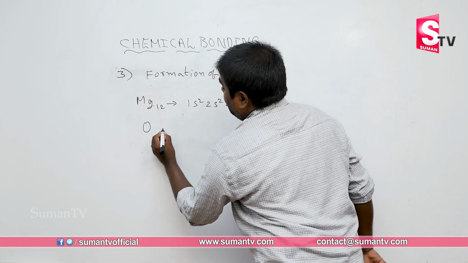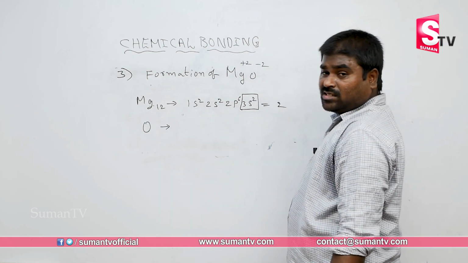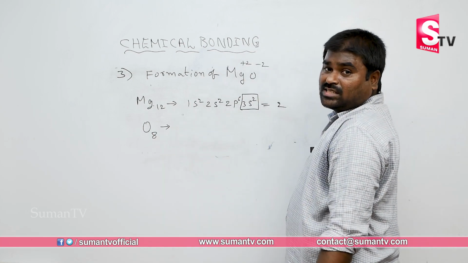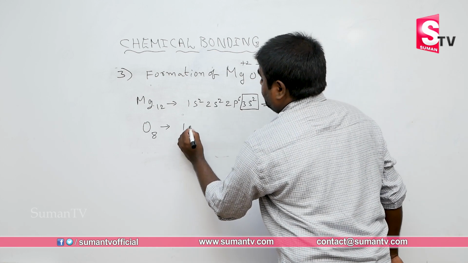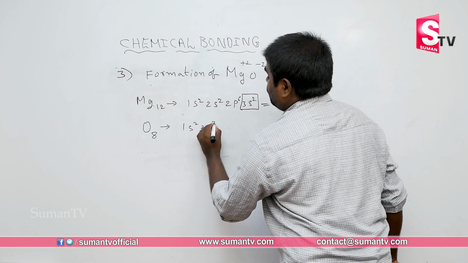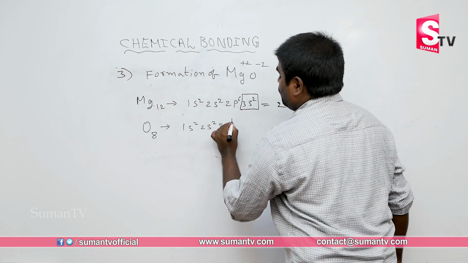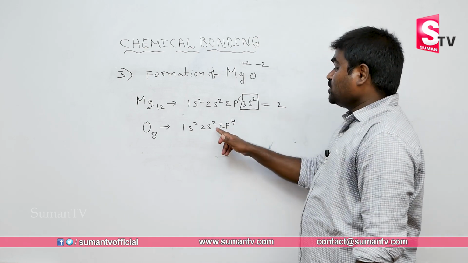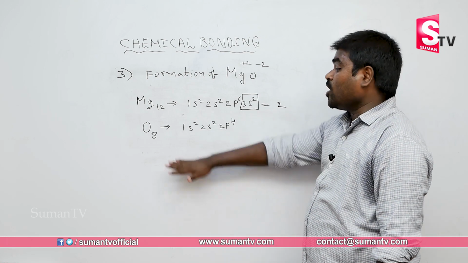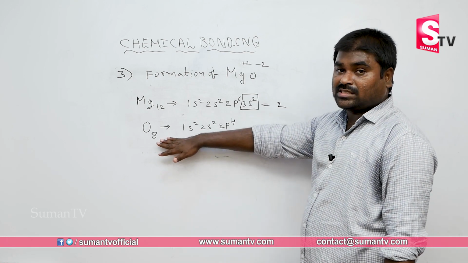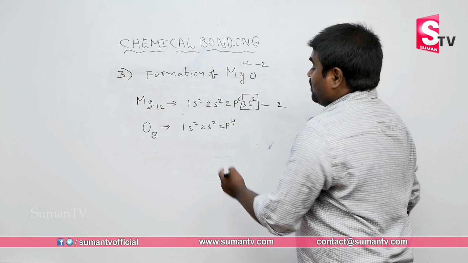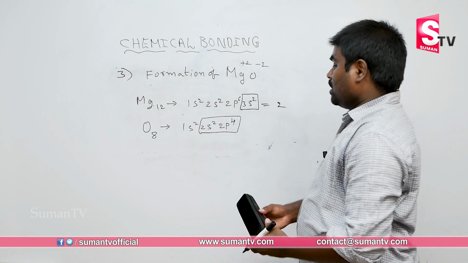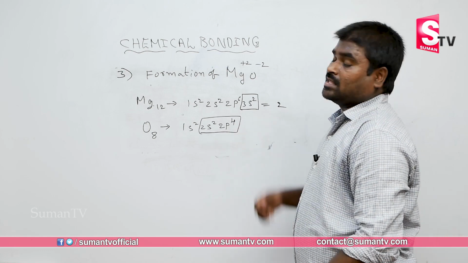Children, what is the oxygen atomic number? The atomic number is 8, and the configuration is 1s2, 2s2 and 2p4. 4 plus 2 is 6, 6 plus 2 is 8. This is the electronic configuration of oxygen. Now, what is the valence orbital, children? 2s2 2p4. 4 plus 2, 6 electrons are there.